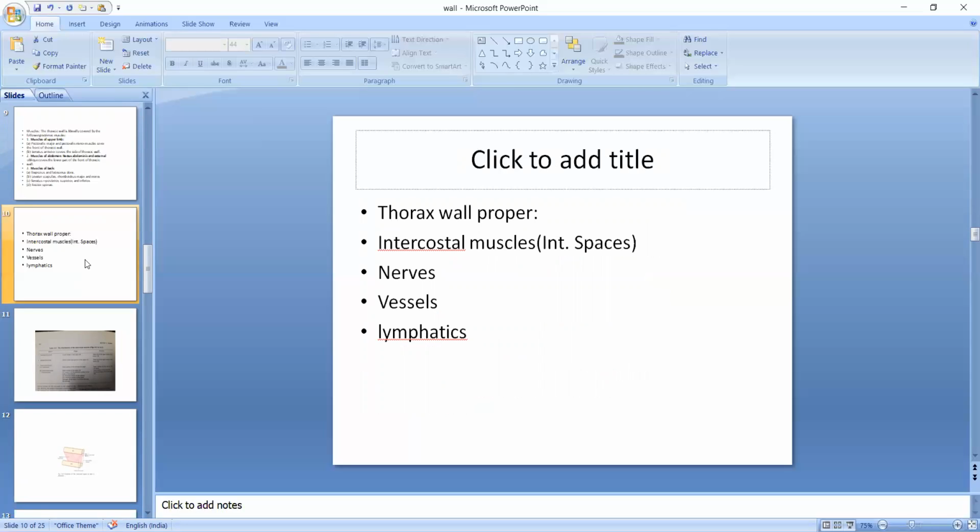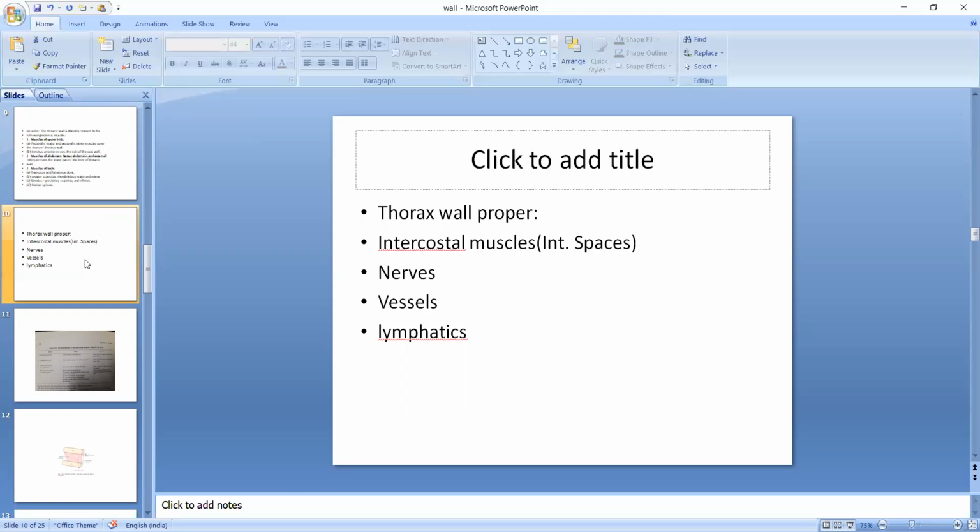Now we will discuss the thoracic wall proper. The thoracic cage forms the skeletal framework of the wall of the thorax. The gaps between the ribs are called intercostal spaces, and they are filled by the intercostal muscles and contain the intercostal nerves, vessels, and lymphatics. So these are the intercostal muscles.